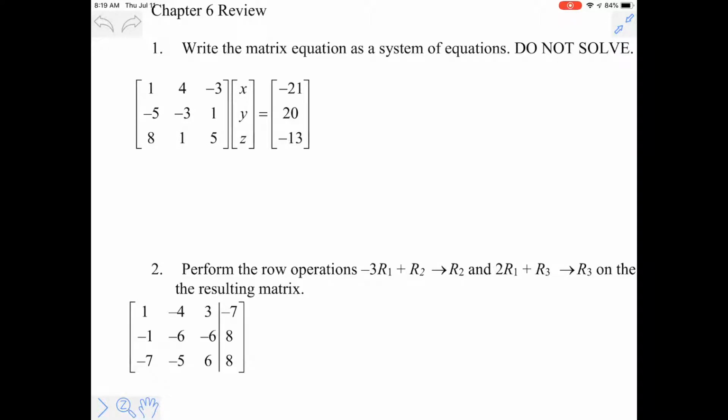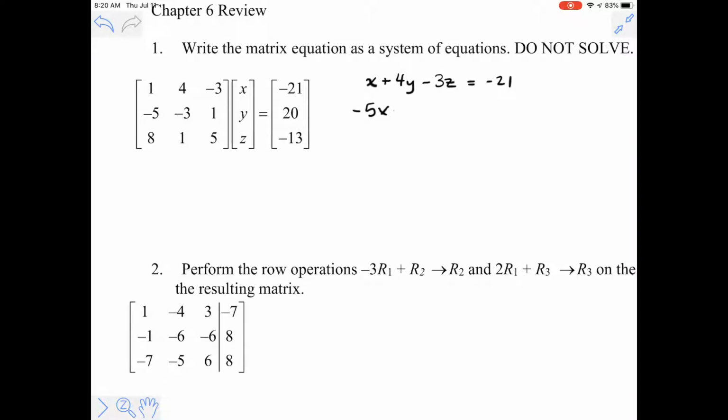but it wants us to write this matrix equation as a system of equations, but we don't have to solve the system of equations. So the top row here represents coefficients, and this matrix here contains the variables for those coefficients. So 1 pairs up with x, 4 pairs up with y, -3 would pair up with z when multiplied. So the resulting system of equations is 1x, or x plus 4y minus 3z equals -21, and so on.